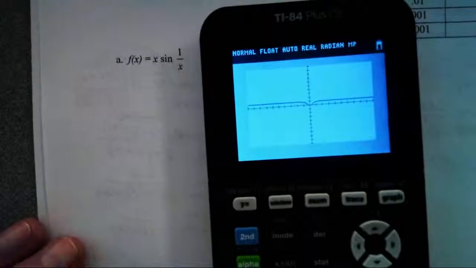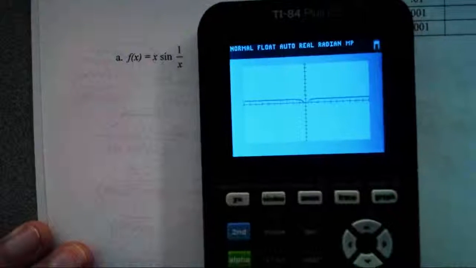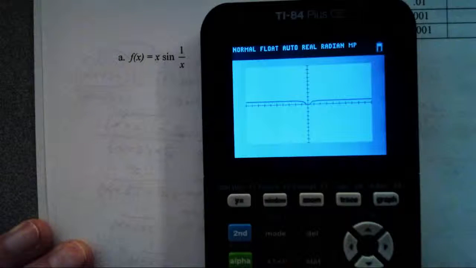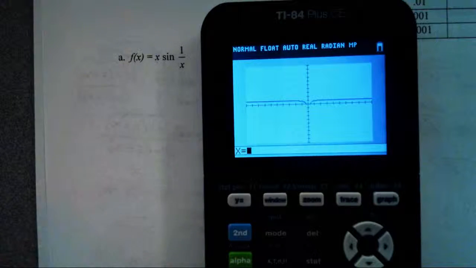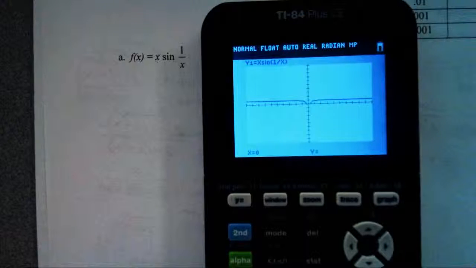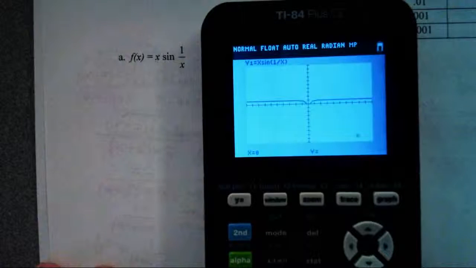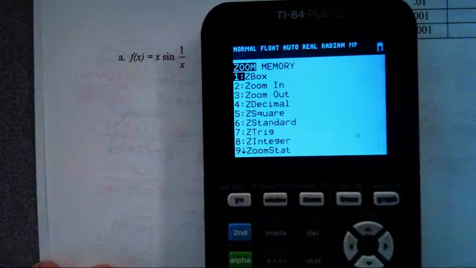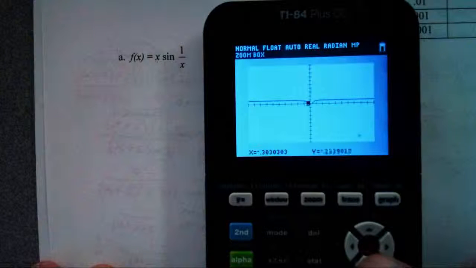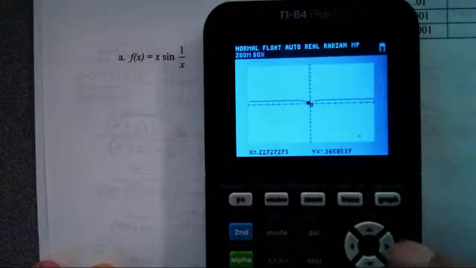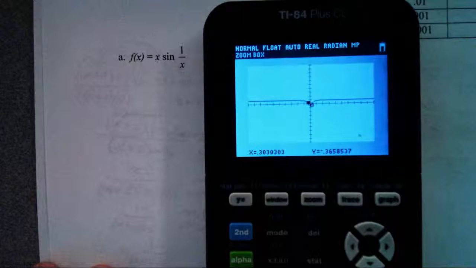So let's go ahead and check that out. I'm going to go straight to second calc, value, and I'm going to put my zero in. And of course it yells at me, I can't have zero in the denominator. So I could bump to the left, bump to the right. I'm going to zoom, because it's so tiny here, I'm going to zoom box this, and I'm going to build a little box right around 0, 0. Ours will be different sizes, but just a real tiny box, and make sure I've got 0, 0 included.